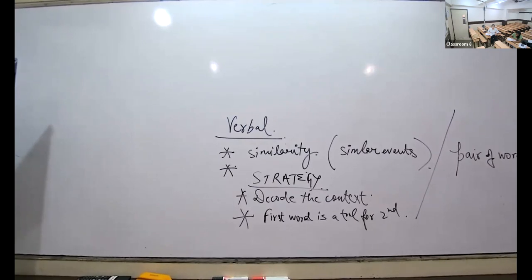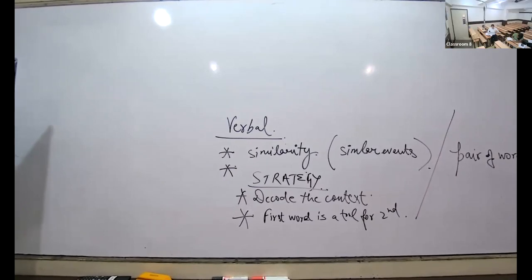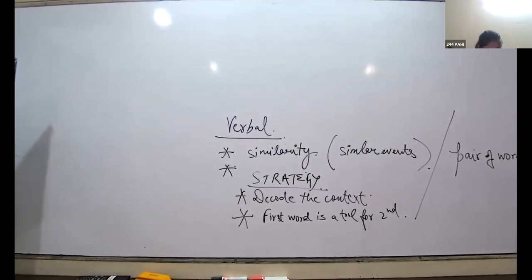Come on, Aditya. I'll name the people who give me the correct answer. Aditya? Neck, chain. Blacksmith, hammer. I guess option A.